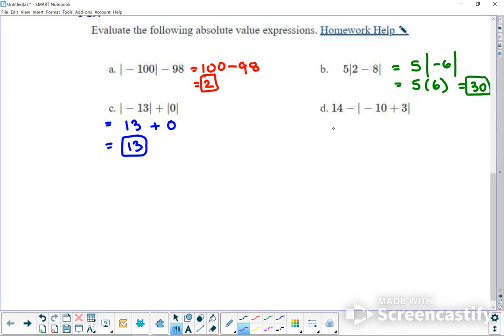Last one, 14 minus the absolute value of 10 minus, negative 10 plus 3, that gets you negative 7. Use a calculator if you have to. Absolute value of negative 7 is positive 7. And then 14 minus 7 is 7.